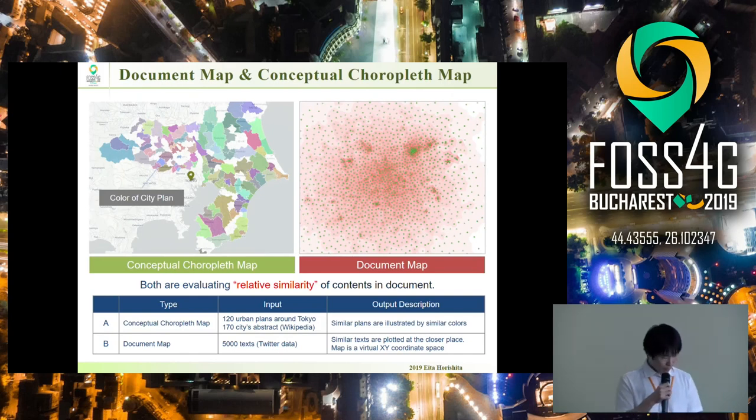And let's get back to the maps I introduced in the beginning. So there are two maps, and both show the similarity of the contents of document. One is this conceptual corpus map, which is by colors, and another one, document map, is by distance. And this conceptual corpus map input is 120 urban plans around Tokyo and 170 cities abstract from Wikipedia. And similar plans are illustrated by similar colors. And another one, document map, is input 5,000 Twitter data and similar text are plotted at the close-up place. And the map is a completely virtual, non-geographic XY coordinate.